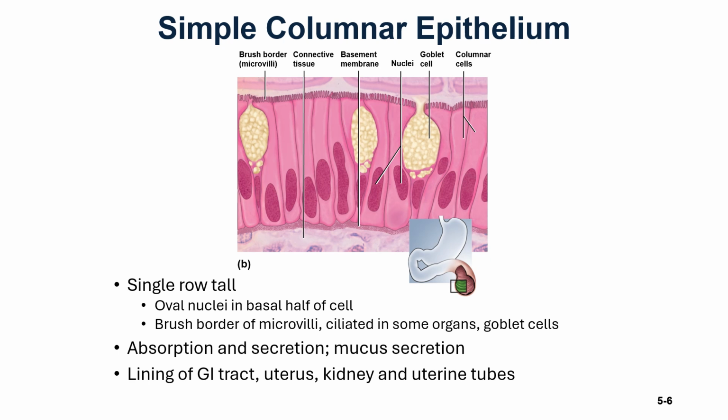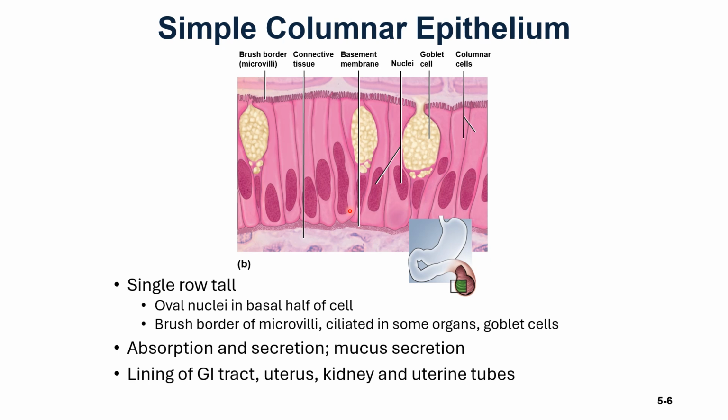Simple columnar epithelium has got a single row of tall, narrow cells. So those are the tall, narrow cells. That's the simple columnar epithelium. They're tightly packed.